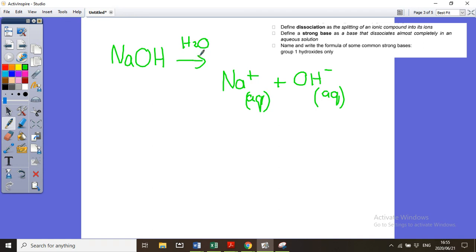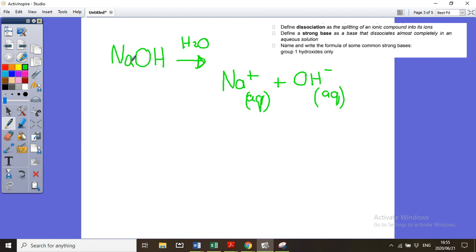So you will get your single arrow again, where if I look at a weak base and you are lucky, you only have to consider group 1 hydroxides as strong, and all the others will be seen as weak bases. Group 1 hydroxides will be the strong bases, except if the question again gives you a hint.